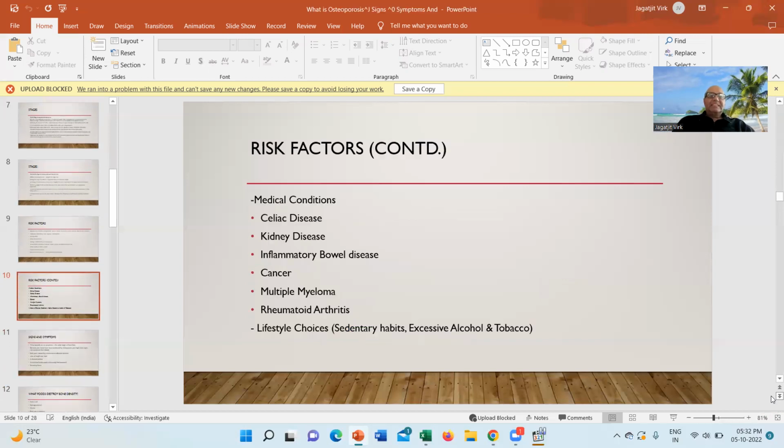Medical conditions like celiac disease, kidney disease, inflammatory bowel disease, cancer, multiple myeloma, and rheumatoid arthritis are risk factors, as are lifestyle choices, where sedentary habits are prominent. Excessive alcohol or tobacco use is also a risk factor.